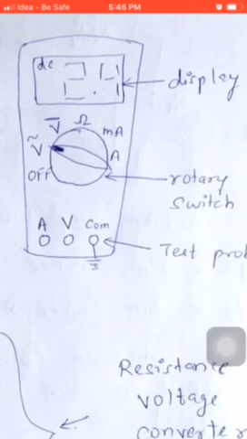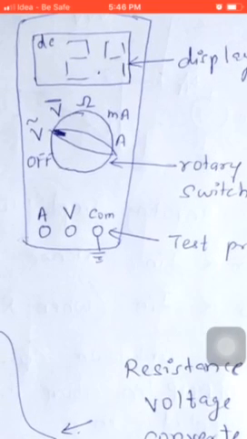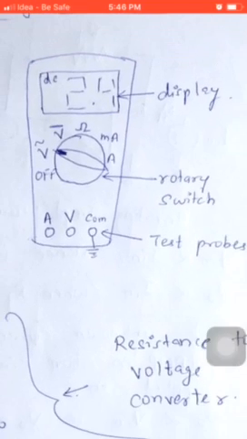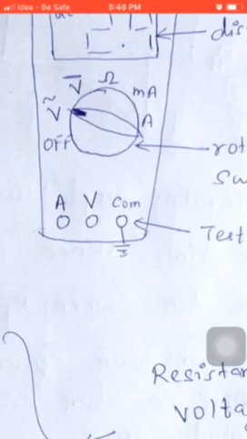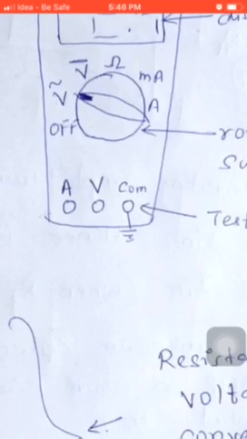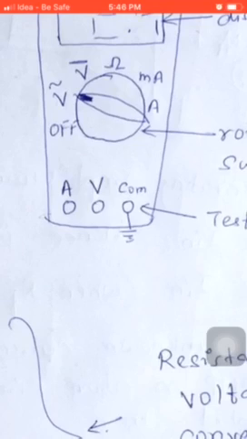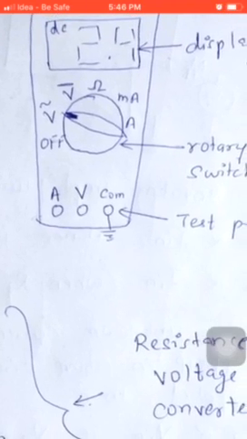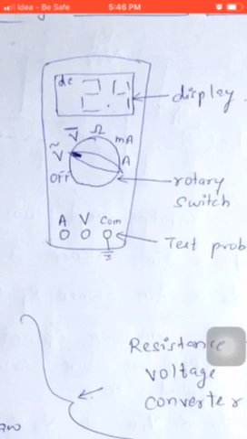Then below the rotary switch, we have these test probes. Now why do we have test probes here? There are 3 different slots. Above one slot it is mentioned as A. A means for the measurement of current in amperes. Then the second slot is for the measurement of voltage in volts, and the third slot is connected to ground. So if we have to measure voltage in any particular circuit, then we are supposed to use 2 probes. The positive one will be connected in the voltage slot, and the negative one will be connected in the common slot. Right? So that's about the test probes. This is the front panel of a digital multimeter.